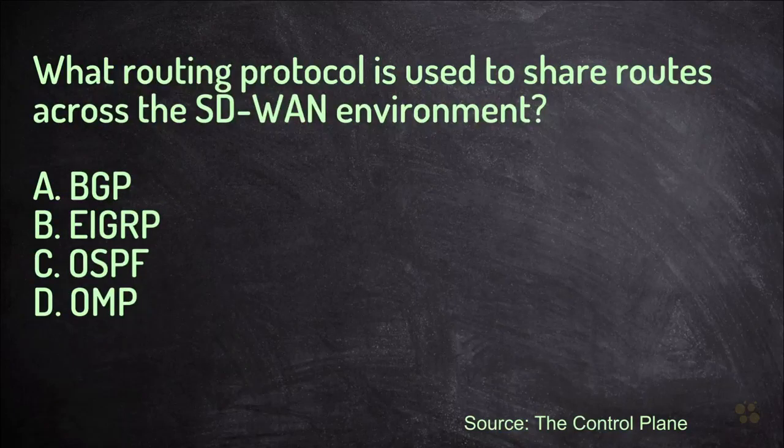Next up, what routing protocol is used to share routes across the SD-WAN environment? Well, we're not going to do traditional routing between the edge devices in our infrastructure. So we're not going to be running BGP or EIGRP or OSPF. That's how we ran traditional WAN infrastructures. Instead, we're going to use OMP, the Overlay Management Protocol. It's a BGP-like protocol in that we're exchanging routes and attributes that give us a whole lot more control over the routing in our infrastructure.